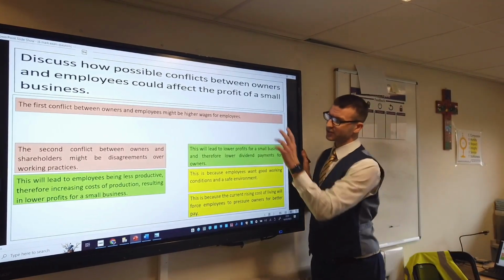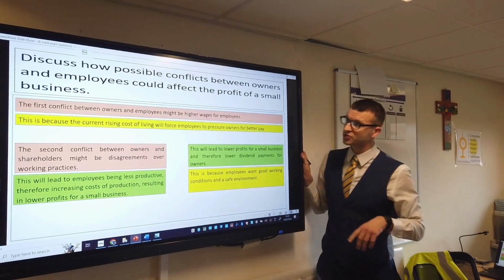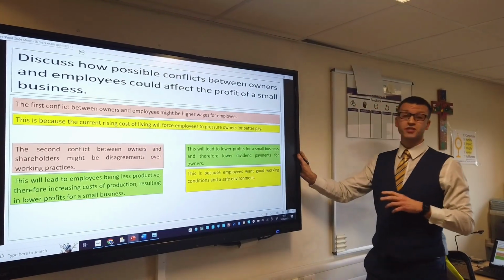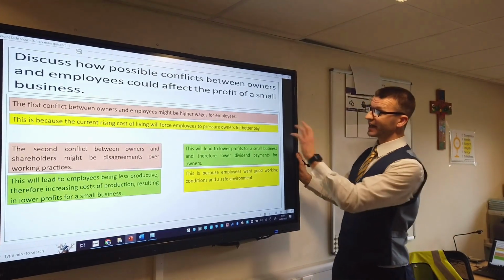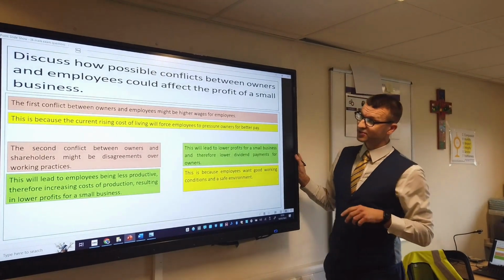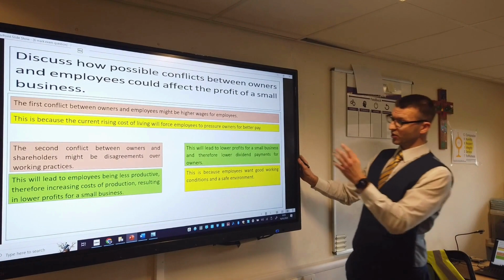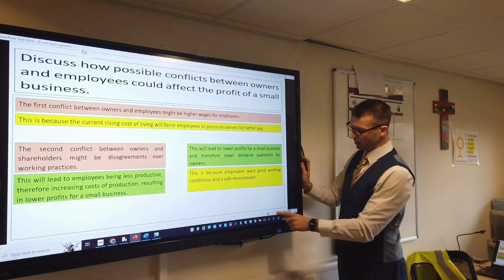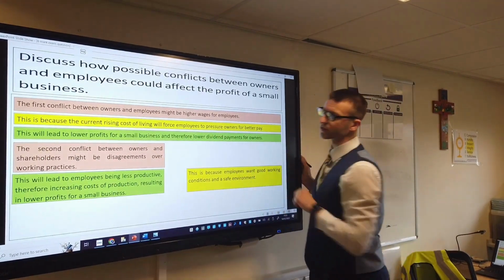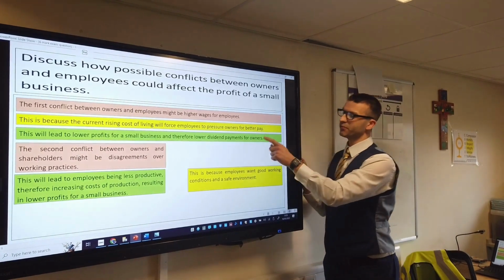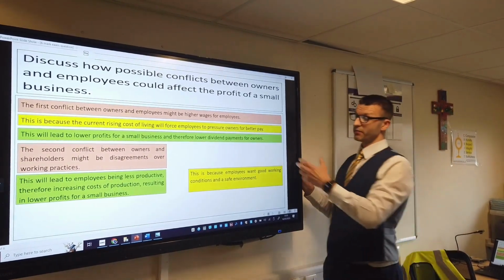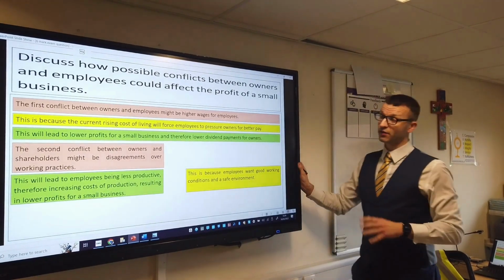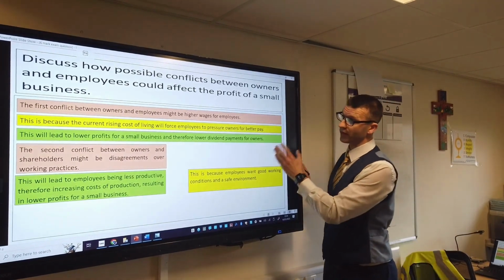Then we're looking for a connecting comment. This is because the current rise in the cost of living will force employees to pressure owners for better pay. What's that going to lead to eventually for the small business? Of course, we're focusing our answer around profit. It's going to lower the profits for a small business and therefore the dividend payments for the owners. So if the enterprise makes a profit at the end of 12 months, the owners are going to receive less in dividend payments than they would have, which is a negative for that particular stakeholder.